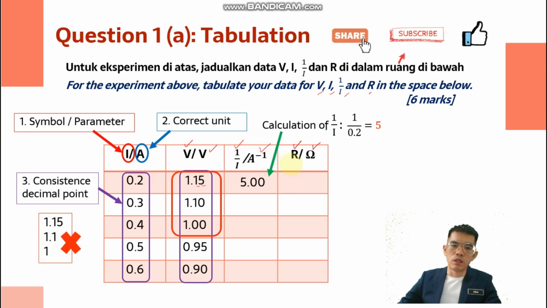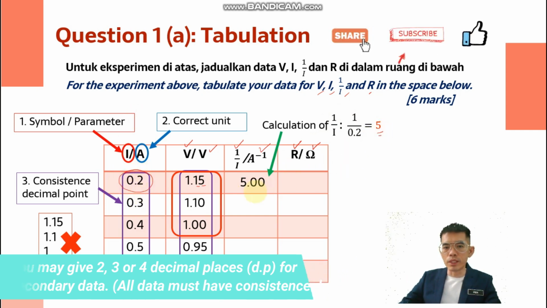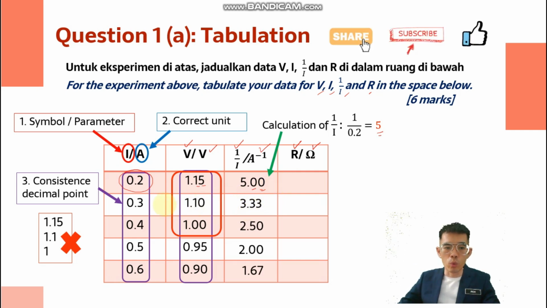Now this is the calculation for the first reading of 1 over I. 1 over 0.2, which is the first reading for our current, gives you 5. Normally, we will put the answer in 2 decimal places. The next reading will be 3.33, which we get from 1 divided by 0.3. The next will use the same calculation method. Again, make sure that you are consistent in decimal points.